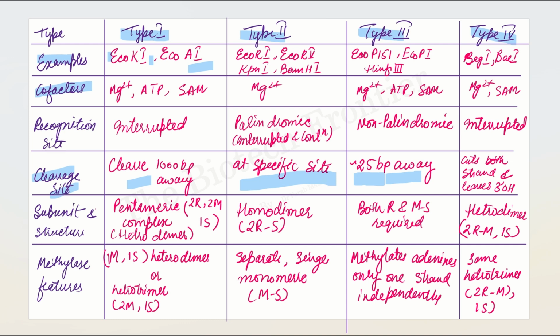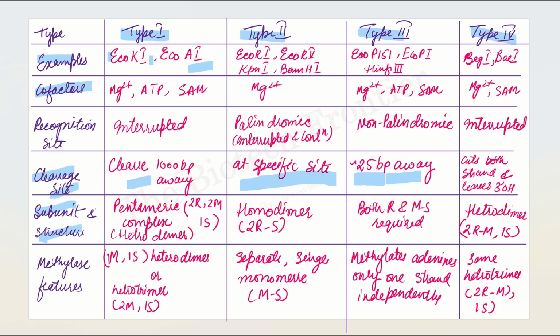Next are the subunits and the structures. If we talk about the structure, then type 1 is a pentameric type. Pentameric means that it carries two restriction subunits, two methyltransferase subunits, and one specificity subunit. And these all work together as a single unit. This type of structure, or you can say this type of subunits, is called a heterodimer.